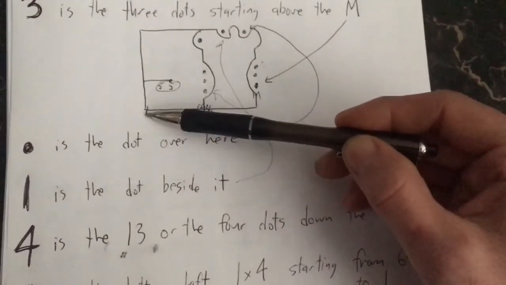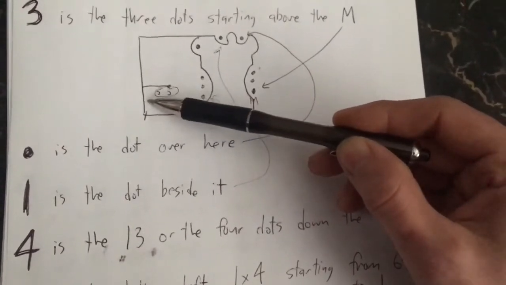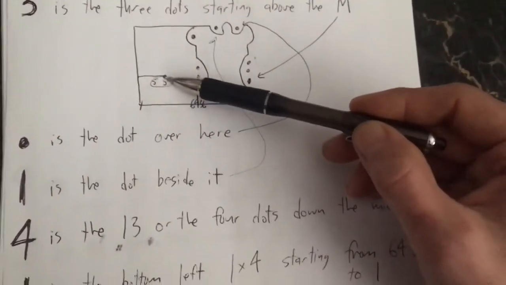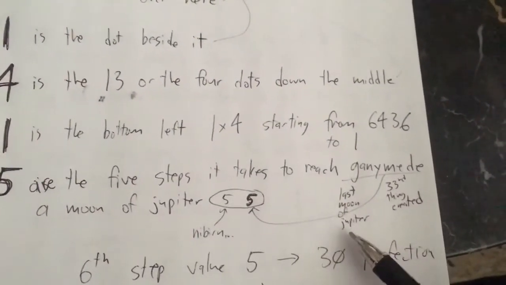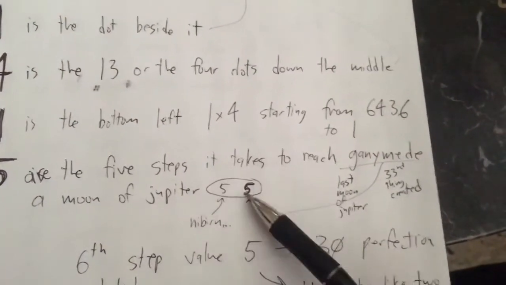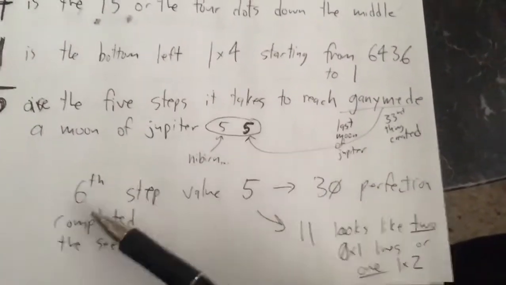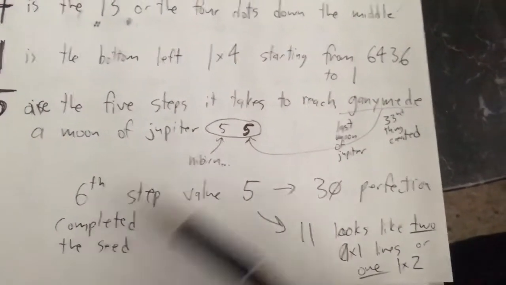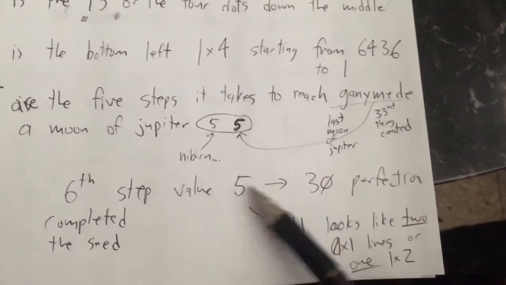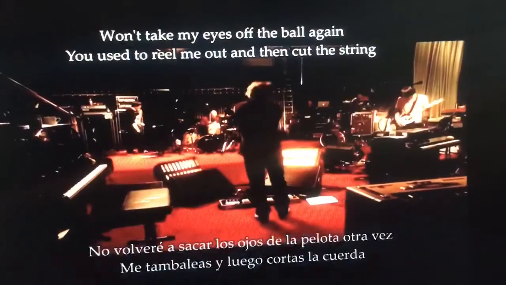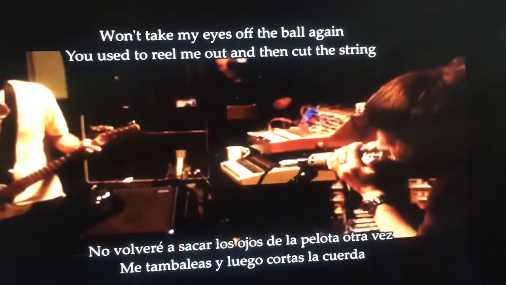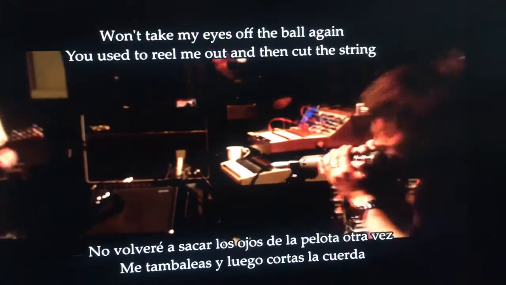Okay, and starting from here, if you go 5 steps, 1, 2, 3, 4, 5, you end up here. 5 are the 5 steps it takes to reach Ganymede, the last moon of Jupiter, or the 33rd thing created. The moon of Jupiter, Ganymede. It is the 6th step completed, where you complete the seed, it seems. Okay, value of 5. 5 and 6 is 30 for perfection, and 6 and 5 is your 11. Looks like 2 0x1s. But if you looked at an 11 from a certain point of view, I'm pretty sure you can make it look like a 1 by 2. You reel me out and then you cut the string.